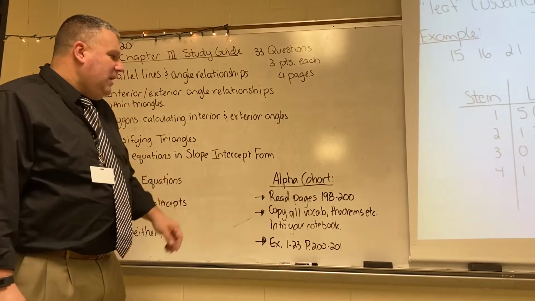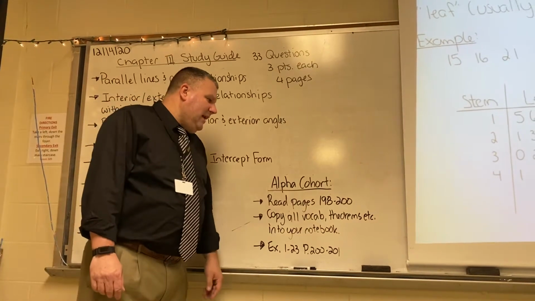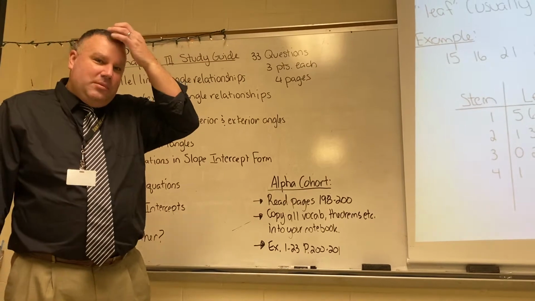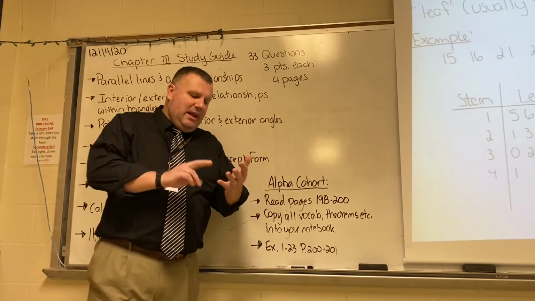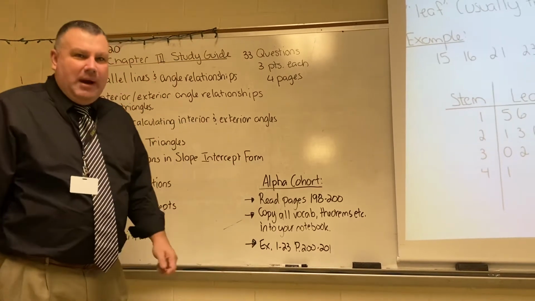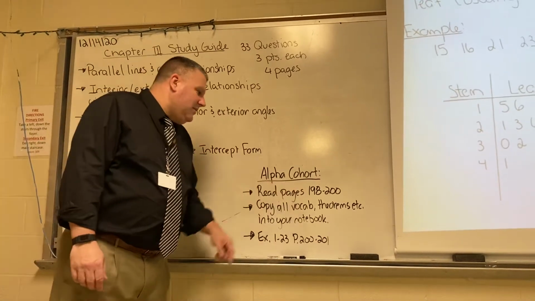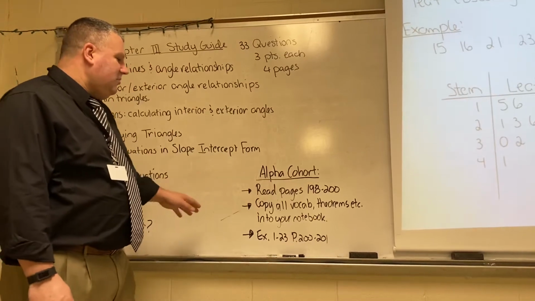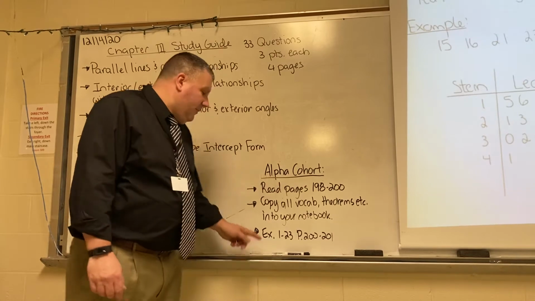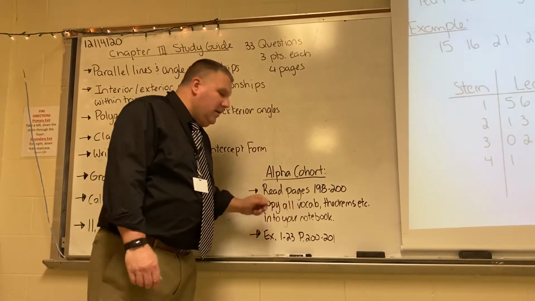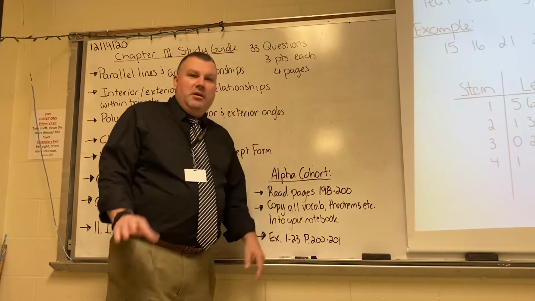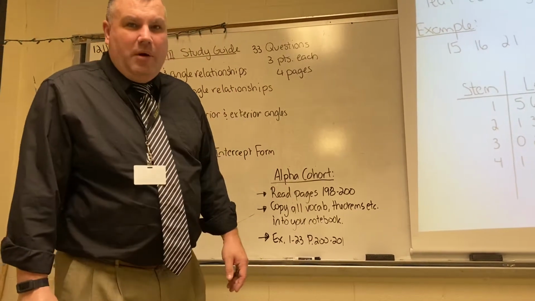What I'd like you to do today, Alpha, is read pages 198 to 200 in the textbook. This is dealing with triangle relationship congruence. So you're going to get into side, angle, side, side, side, side, angle, side, angle, that type of stuff, okay? Write all vocabulary terms, etc. into your notebook. And then on pages 200 to 201, you're going to do examples 1 through 23, okay? Alpha, you're all set. You can go and start your work.